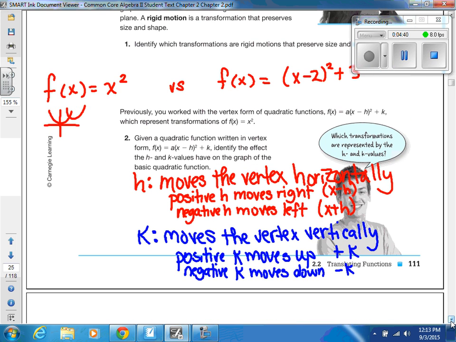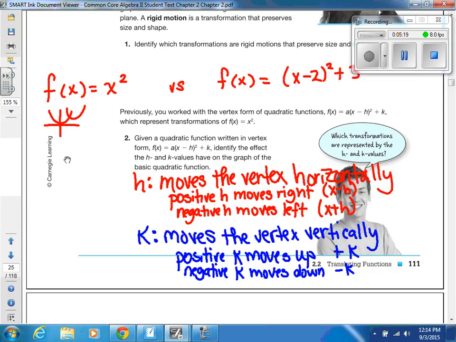Now, we're going to look at question 2, and we're going to talk about what we have written here. So, we picked a random vertex to use. We picked the vertex 2, 3. And we compared what happened to the parent function with what happens with the vertex 2, 3. If this is the parent function, what's happening with 2, 3? It moves over to the right, and it moves up, right? Exactly. It moves over 2 and up 3.